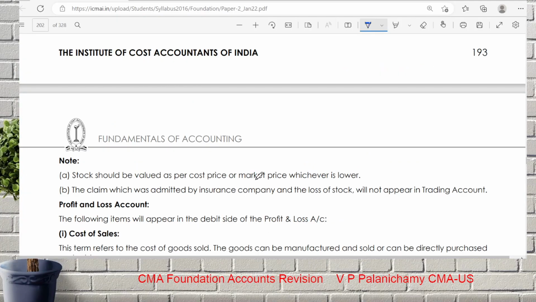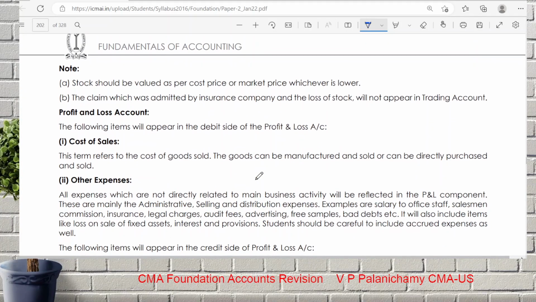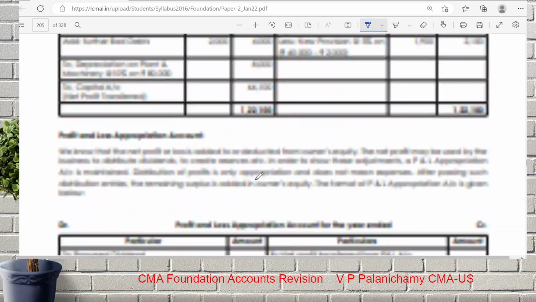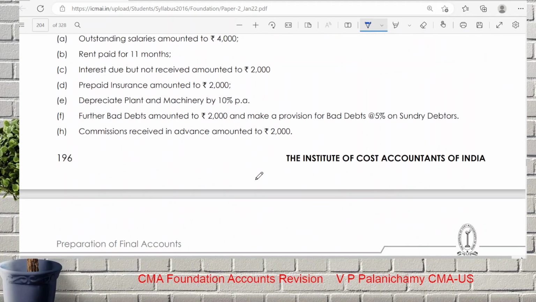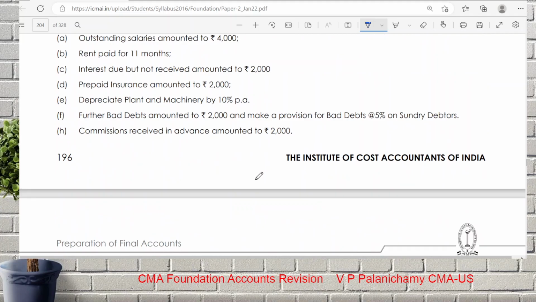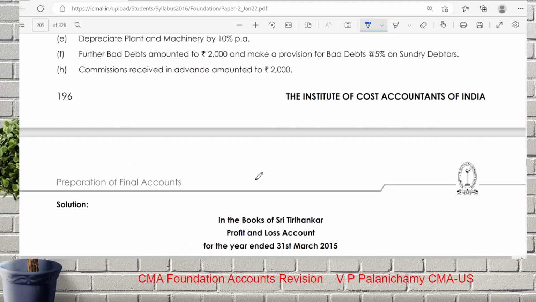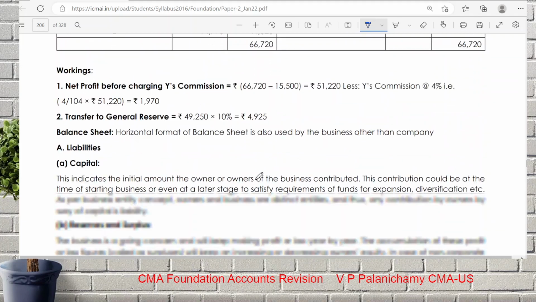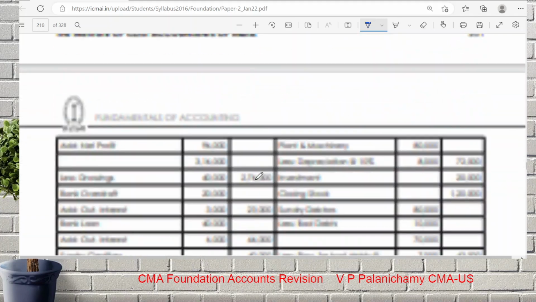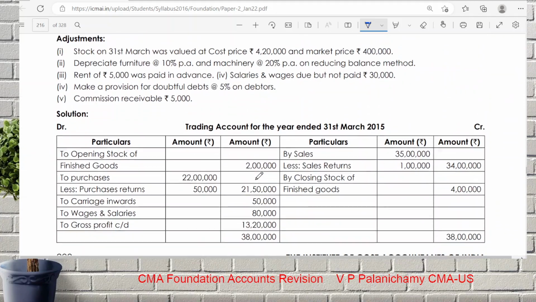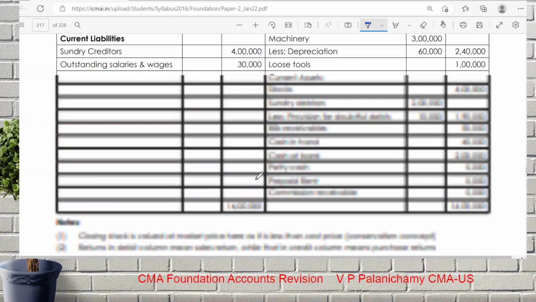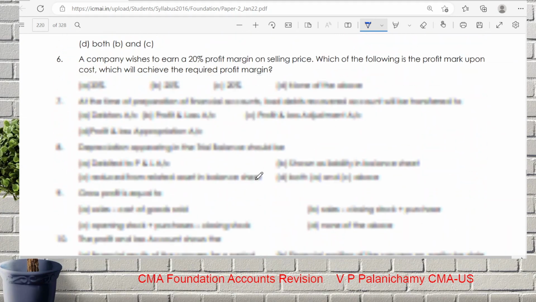In the MCQ, maximum 2 to 3 questions they can test from this area. We will see. Twenty-six, 27. Material, they are keeping only the old syllabus material.